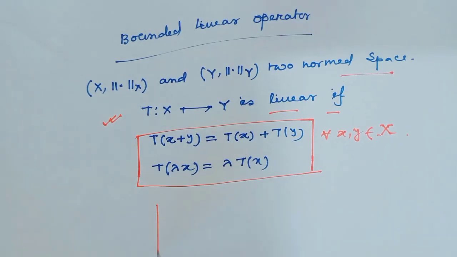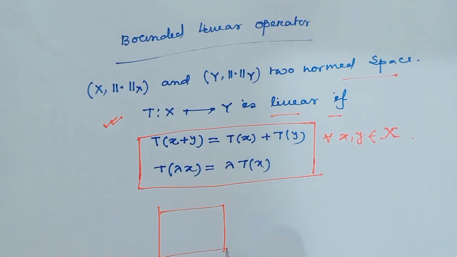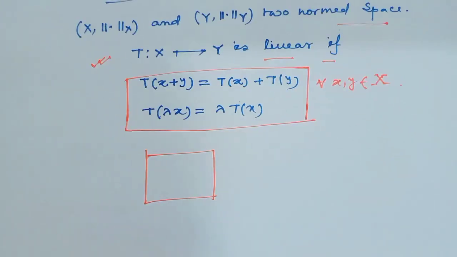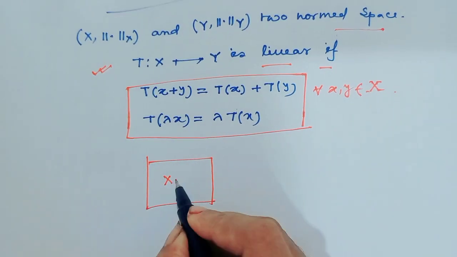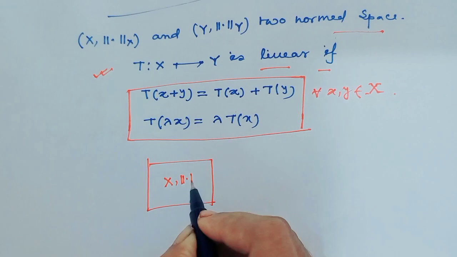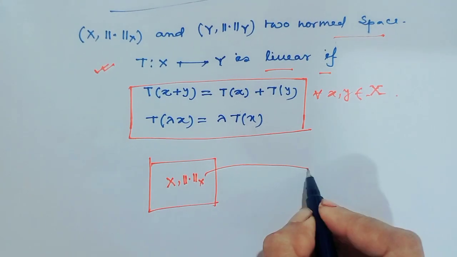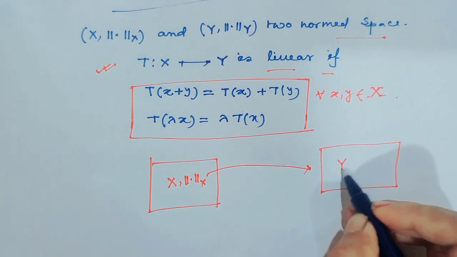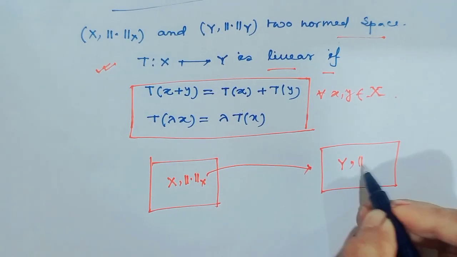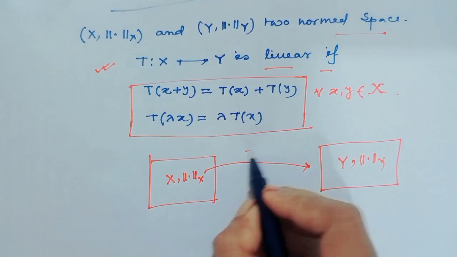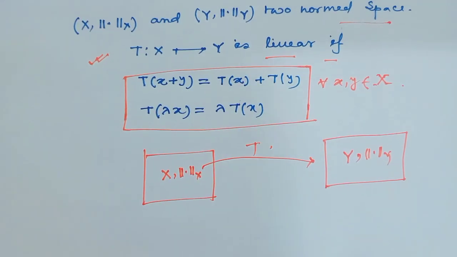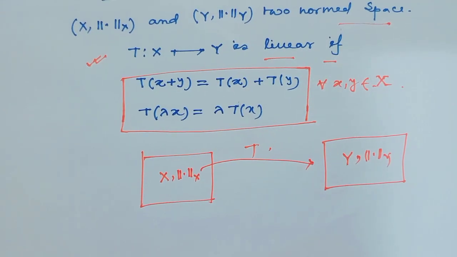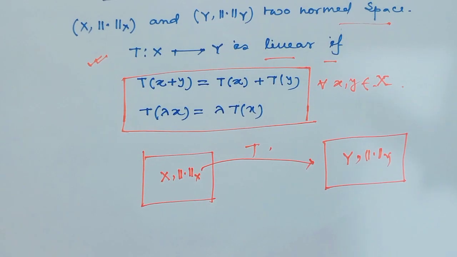Here the mapping is of this type: the space X with norm ‖·‖_X is the domain, the codomain is Y with norm ‖·‖_Y, and the mapping is T. And what is a bounded linear operator?